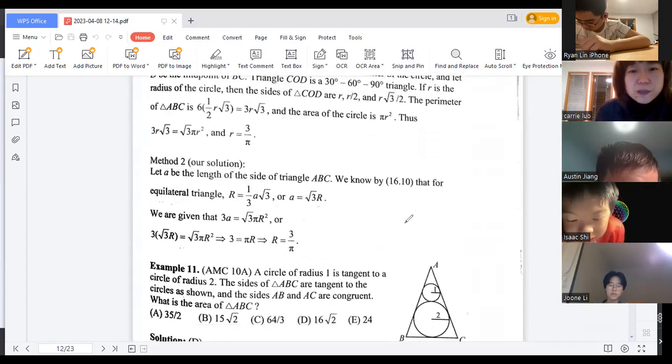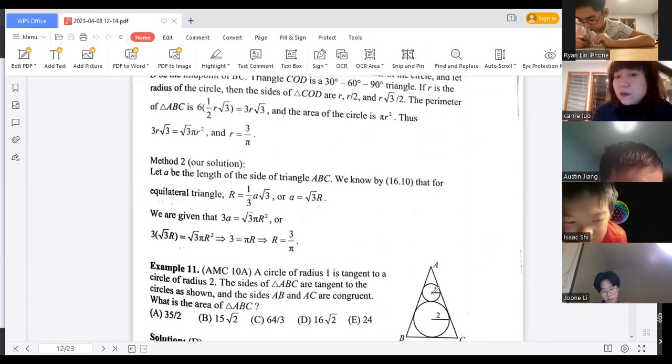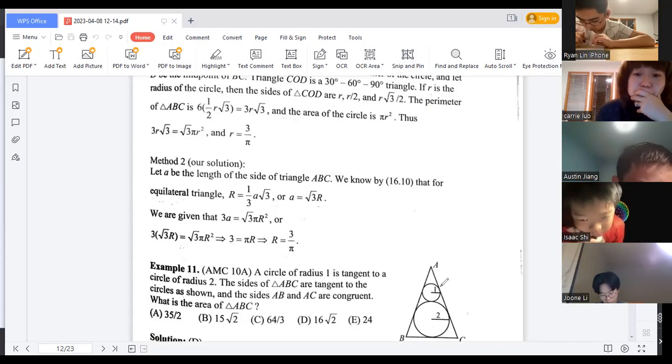Okay, so let's take a look at this 11. A circle of radius 1 is tangent to a circle of radius 2. Okay, 是2个圆在一个三角形里面。The sides of triangle ABC are tangent to the circles as shown. And the sides AB and AC are congruent. What is the area of ABC? Take a look.